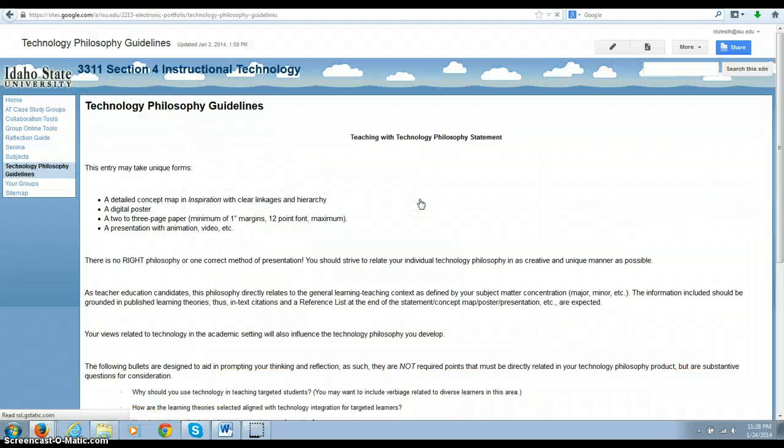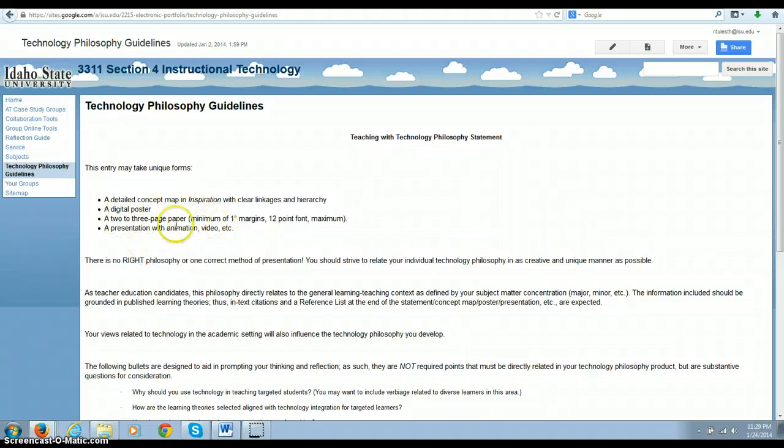So here, let's go to the guidelines. So these are the guidelines that we have. I say that it can take any form, the entry, in terms of how you are going to present your philosophy. Either you can do a concept map inspiration, or a digital poster, or a two to three page paper, or a presentation with animation video. It doesn't mean that you have to do all of this, you just have to do one.